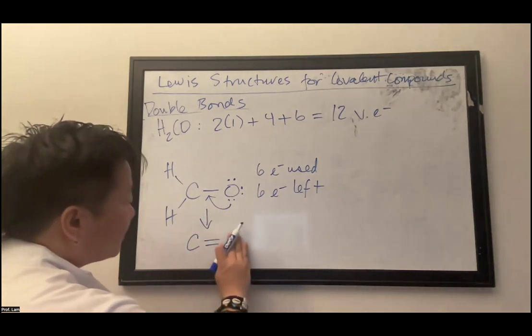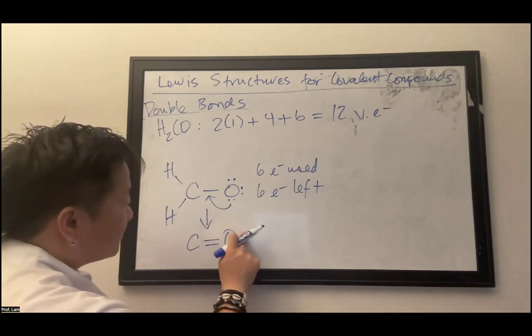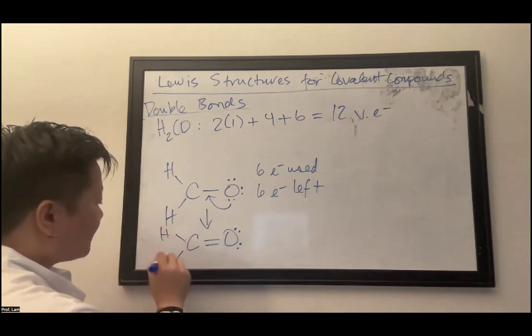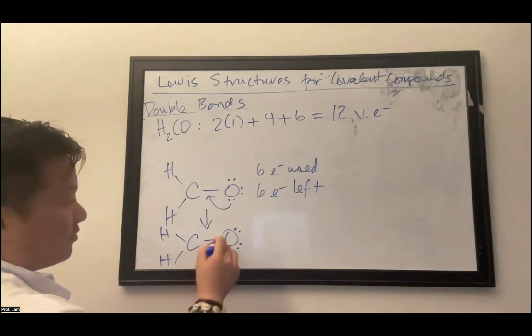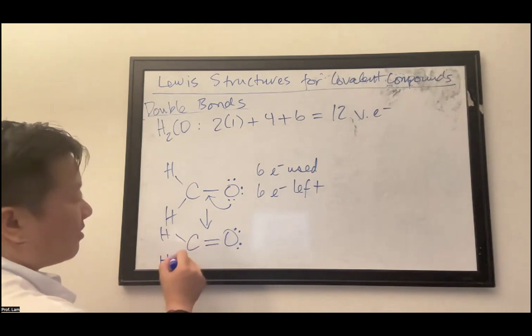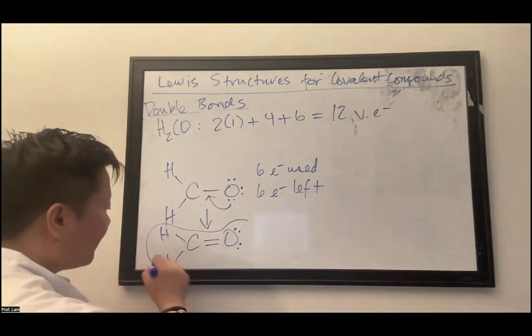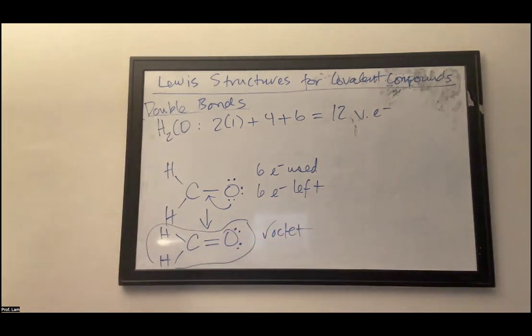The oxygen now only has 2 lone pairs. Here we still have the same situation, single bonded to hydrogen. So oxygen is still octet, 2, 4, 6, 8. And carbon now has obtained its octet, 2, 4, 6, 8. All right, so we're good. So that's going to be our final structure.